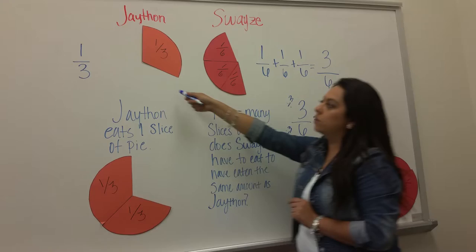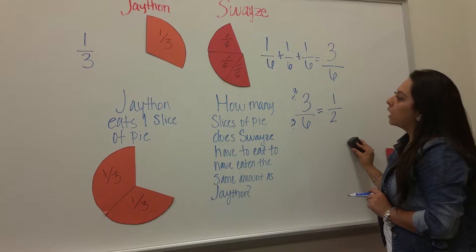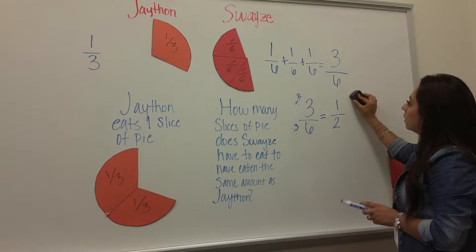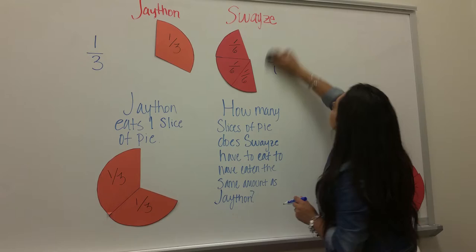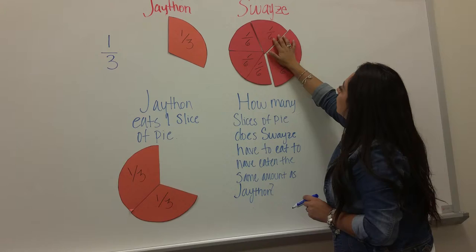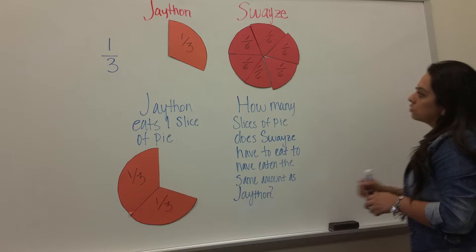So if Swayze were to eat 3 slices of pie, that would not come out to the same amount as Jathan. So 3 slices can't be right. So let's see what other slices we can do to figure it out. Let's put these slices back to Swayze, and instead of trying 3 slices, let's try only 2 slices.